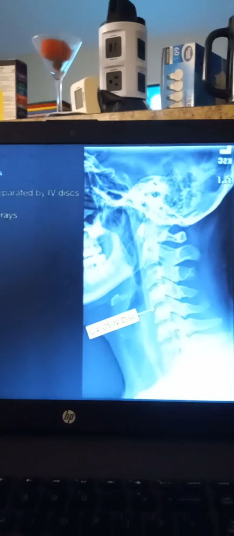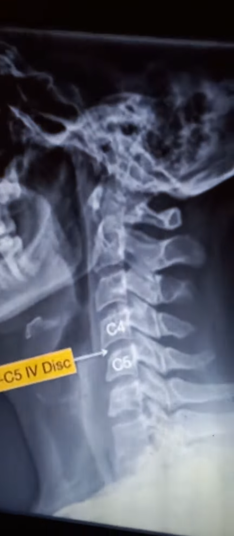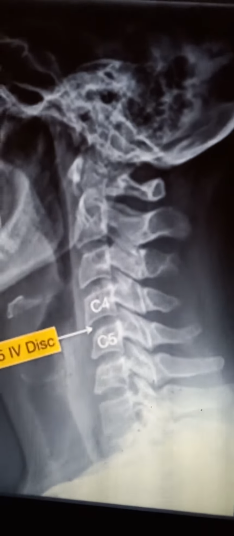C5 vertebra, that is an intervertebral disc, though you can't see it. You have to superimpose your knowledge of it, and we name the discs between the two vertebrae. So that would be the C4, C5 intervertebral disc. Let's go from disc spaces to soft tissue spaces in the prevertebral region.